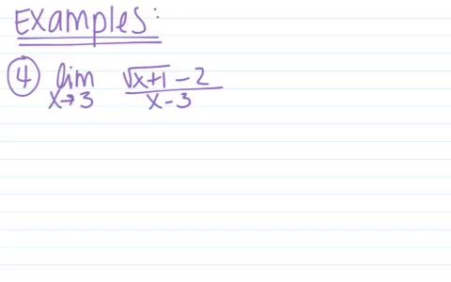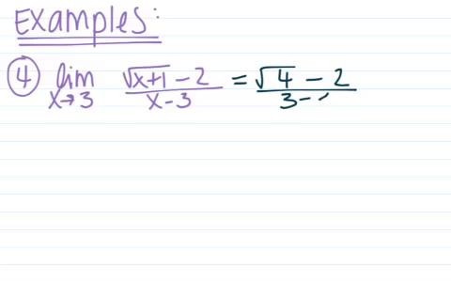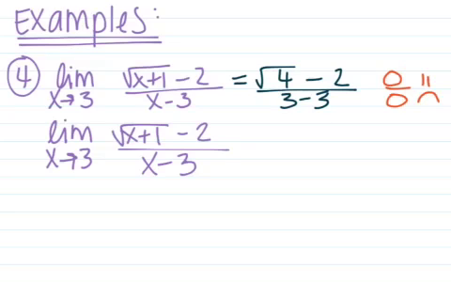This brings us to example 4. The limit as x approaches 3 of the square root of x plus 1 minus 2 all over x minus 3. So again, first thing you should always try is direct substitution. That's going to be the square root of 3 plus 1 minus 2 over 3 minus 3. So I can already tell that square root of 4 is 2, so 2 minus 2 is 0 over 0.